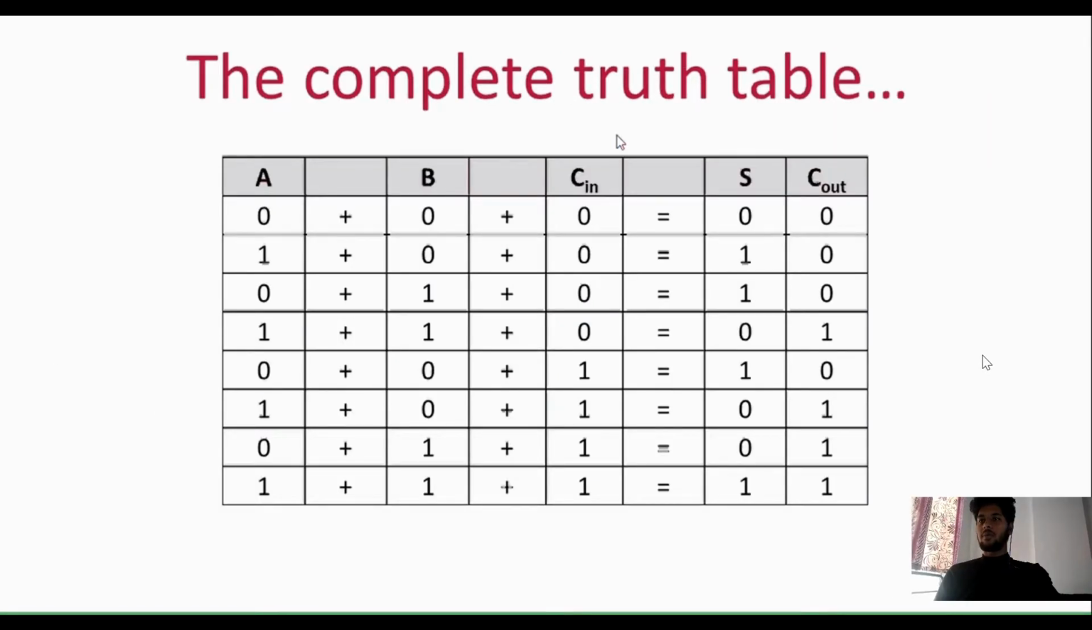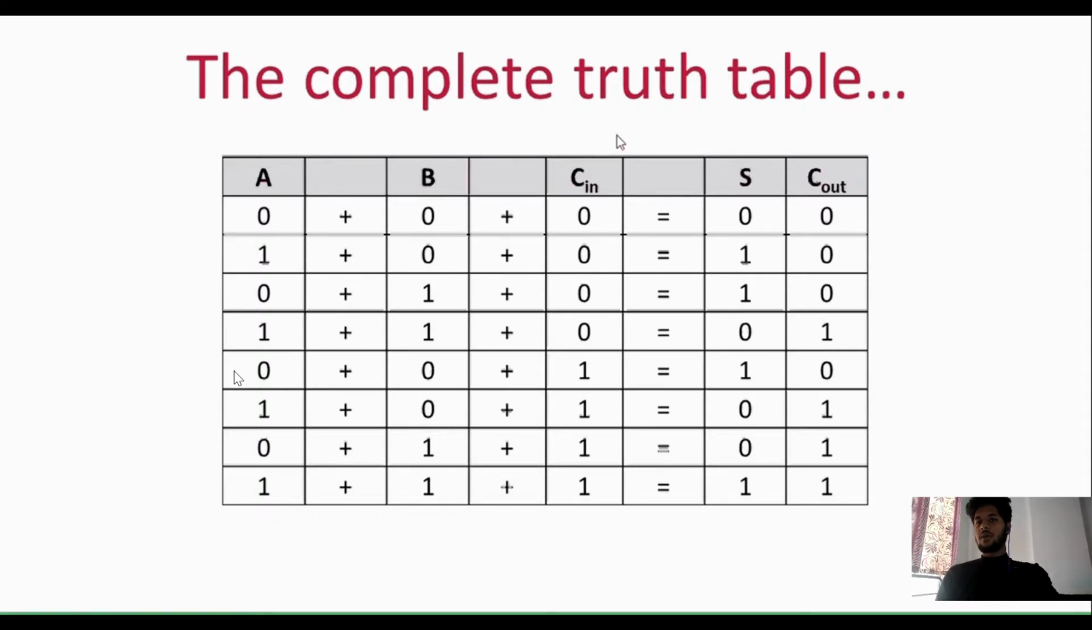The complete truth table is as follows. Here 0 plus 0 plus 0, which is A, B and Cn, is 0, and the Cout, which is carry, is also 0. In the next case, 1 plus 0 plus 0 equals 1 and the carry is 0. Adding the other 3 numbers, that is A equals 0, B equals 1, Cn equals 0 gives 1 as sum, and Cout will be 0. Next we add A equals 1, B equals 1 and Cn equals 0. Then the sum will be 0 and the carry will become 1.